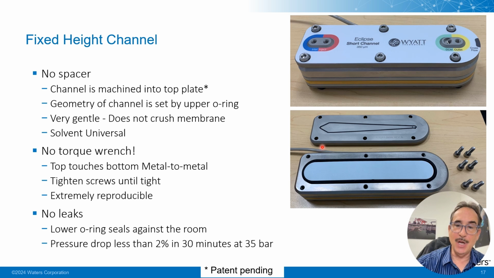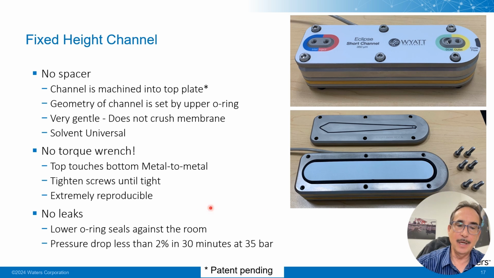The nice thing about this design is that the top screws straight onto the bottom. With the torque wrench design, there was always a gap between the top and the bottom, so you could float the torque wrench on the spacer and adjust the screws so that it's floating on the spacer. This one, this metal surface touches that metal surface, metal to metal, so you just drop a membrane in here, tighten up the screws, and that's it.